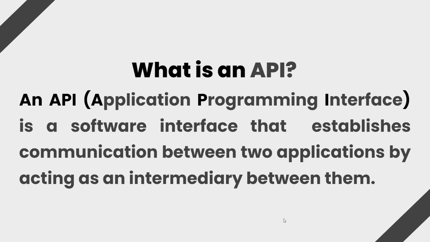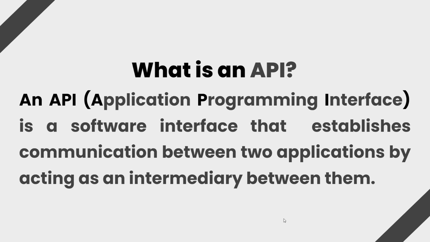So, in a layman definition, we can see the interface of our devices. Our devices also have an interface they can see, which we cannot see. And that interface that our devices can actually see, that we cannot see, is actually what an API is. So, going back to the definition, I said it is a software interface that establishes communication between two applications.